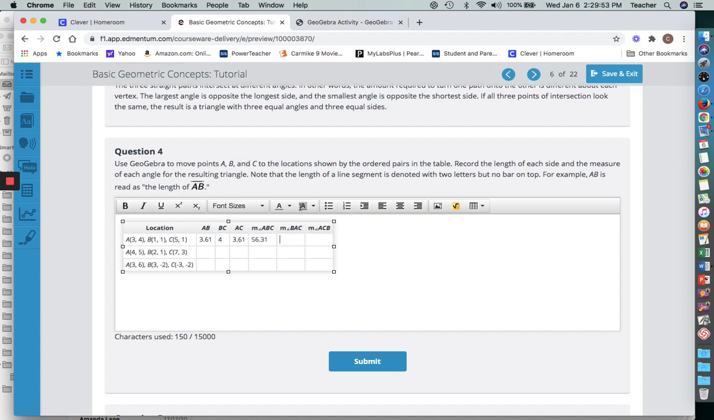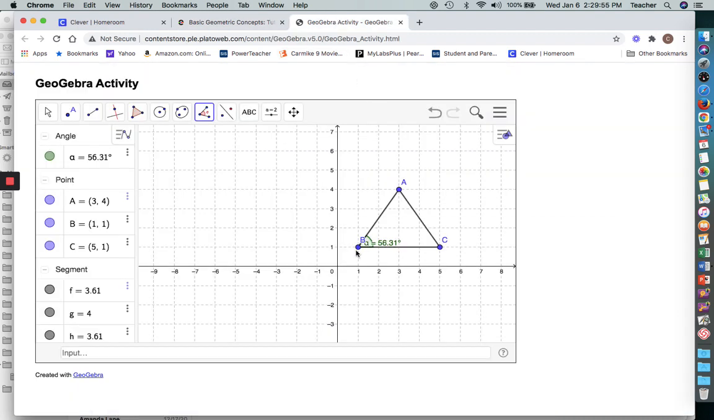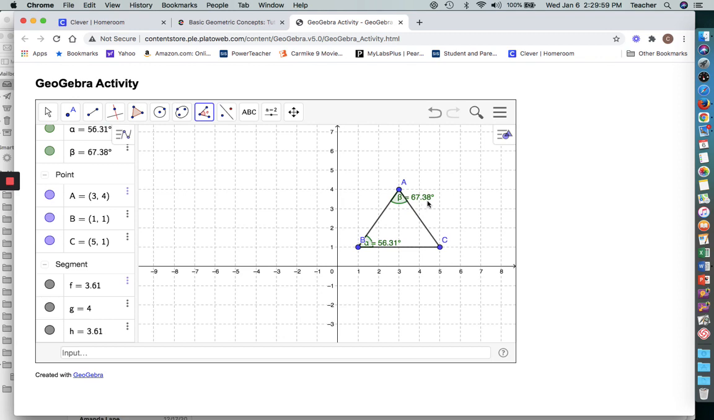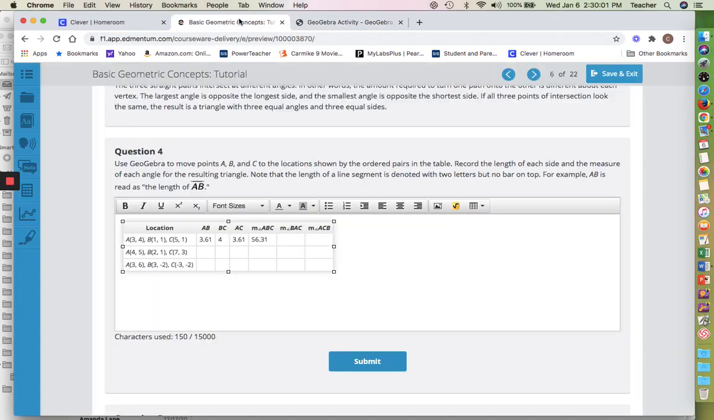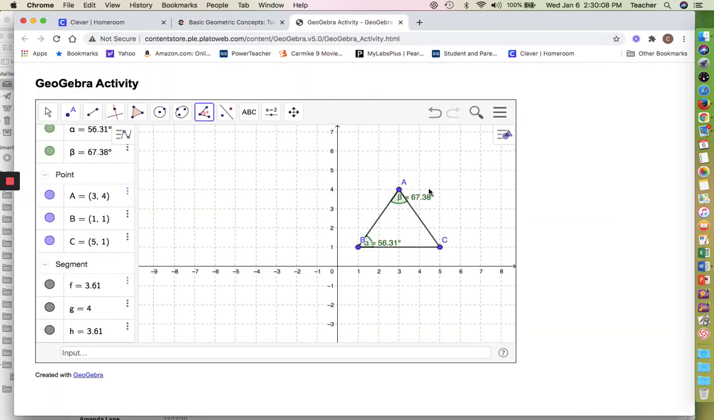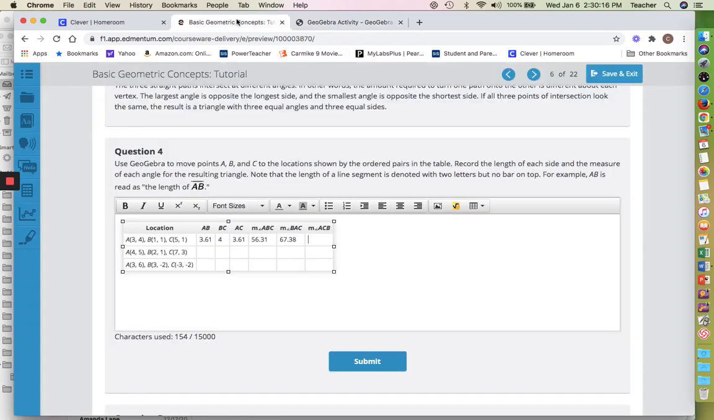Here they want angle A because that's the letter in the middle. So I'm going to click B, A, C. That's 67.38. And this one they want angle C because that's the letter in the middle. A, C, B. And again, it's just isosceles, so it's 56.31.